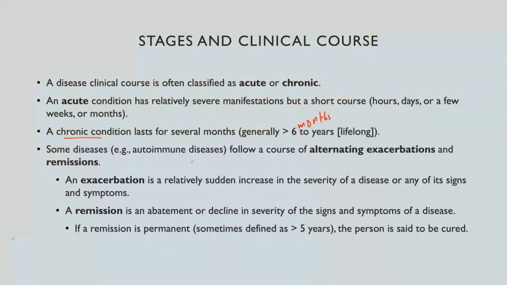In some cases, diseases may have exacerbations and remissions. So they get worse and now they feel better, worse, better. Sometimes the remission may be permanent. When there is a remission for more than 5 years, we say the person is cured. We say it, but we don't know what's going to happen.